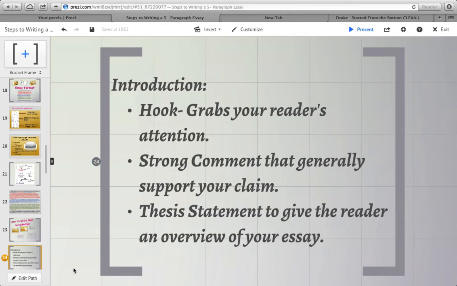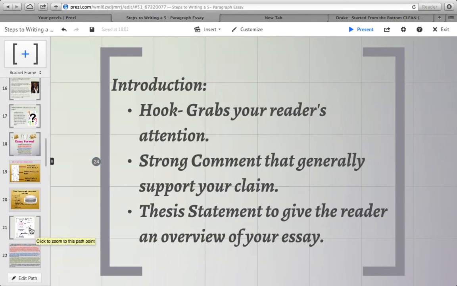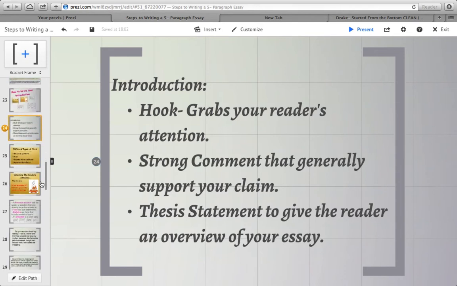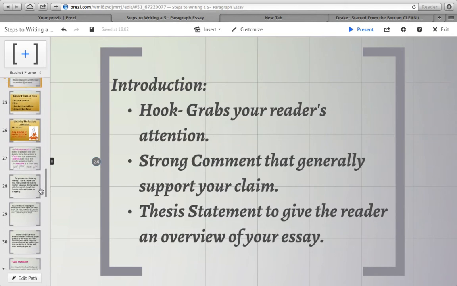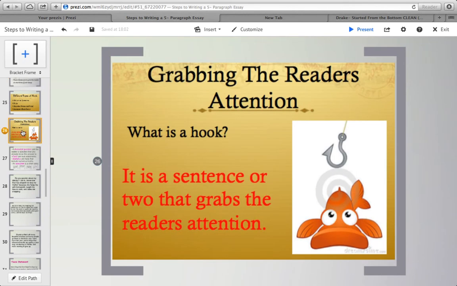All right, guys, now we're going to look at each individual part. The hook grabs your reader's attention. You want to write something that makes us want to continue to read your paper. The strong comment generally supports your claim. If you're using a rhetorical question, you would answer the rhetorical question for your strong comment. If it's an anecdote, you're going to explain how and why that story helps explain what influenced you or who influenced you. And lastly, the thesis statement gives the reader an overview of your essay. Your thesis statement has to have 3 reasons that you'll be able to explain thoroughly in each body paragraph.